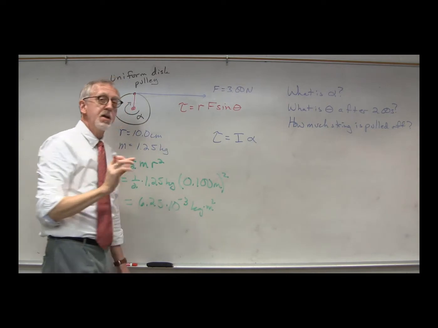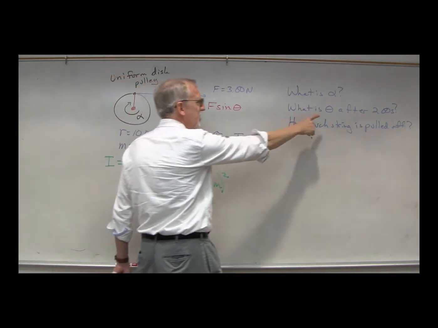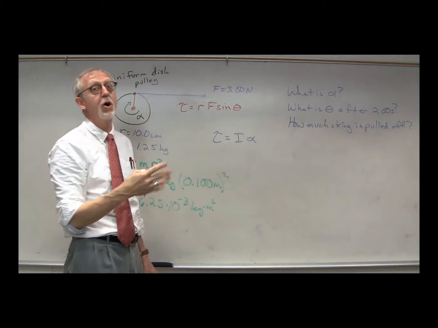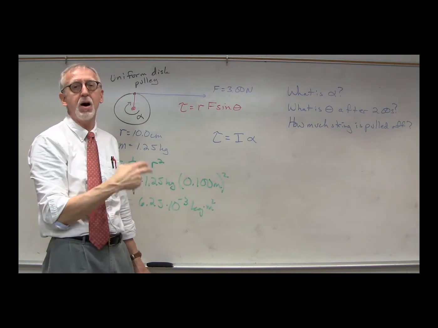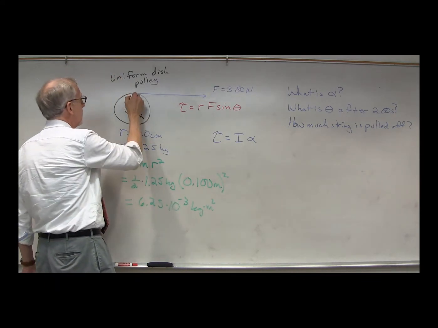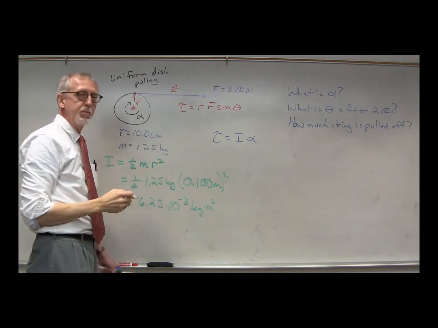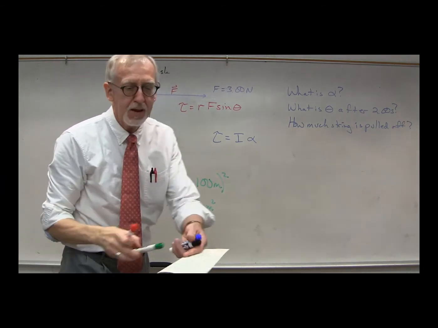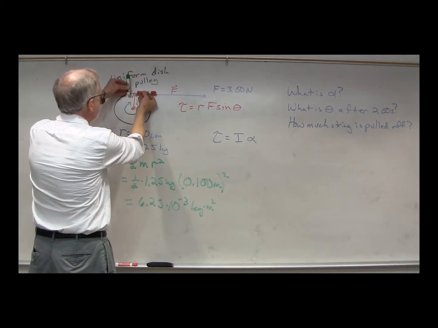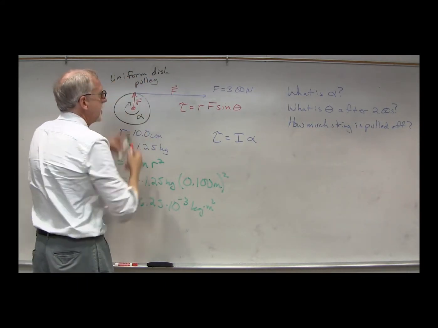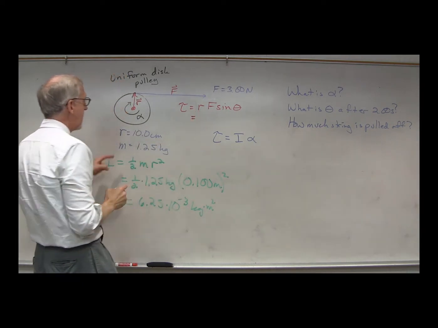Theta, now remember, what does theta mean in this equation? Is it the theta that we're looking for over here? No, it's not. Remember, in this equation, theta means the angle between R and F. So here's R, and here's F. What is the angle between R and F? Well, remember, we have to put them tail to tail. So here's F, here's R, we put them tail to tail. What's the angle between them? 90 degrees.